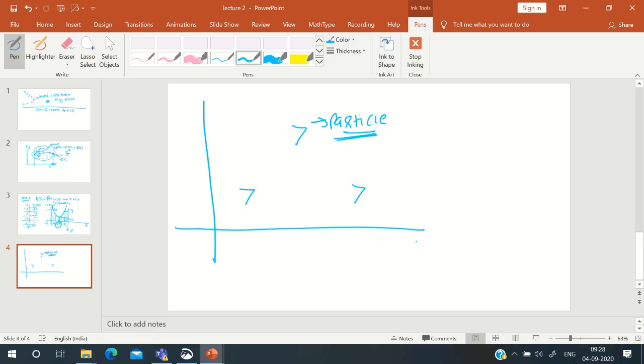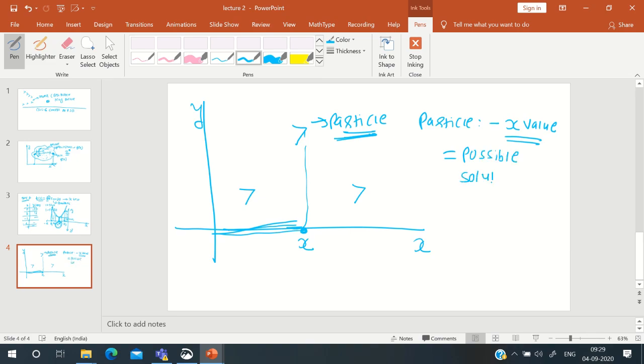So I consider this xy plane. Now what does this particle indicate? The particle is nothing but the x value. This particle has some x value, and it is also known as the possible solution. This is the possible solution of f of x.